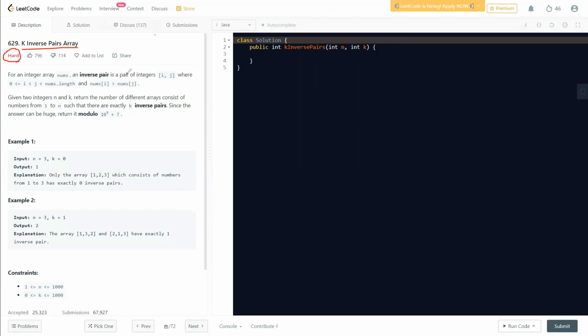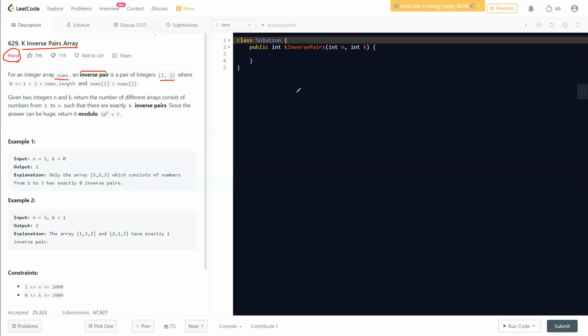So let's see what the question is all about. The question says for an integer array nums, an inverse pair is a pair of indices i, j where 0 is less than or equal to i, which is less than j, which is ultimately less than nums length, and nums of i is greater than nums of j. So it first defines what an inverse pair is.